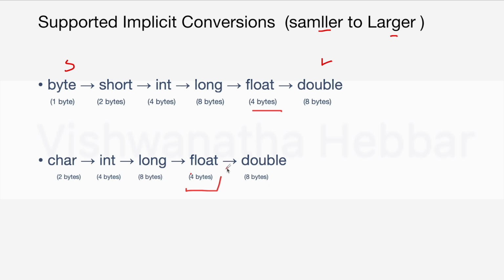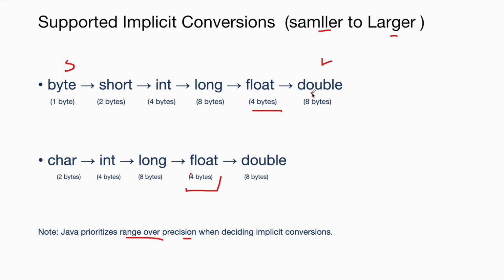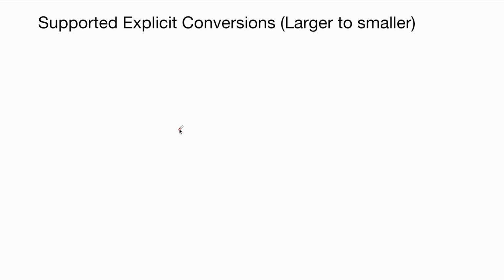Again, you can convert float to double. So Java prioritizes range over precision. That is why you can convert a float to double, that is, smaller to larger. That is the only exception. Otherwise, all smaller data types get converted to larger data types in implicit conversion.